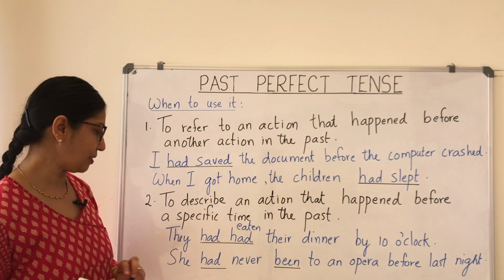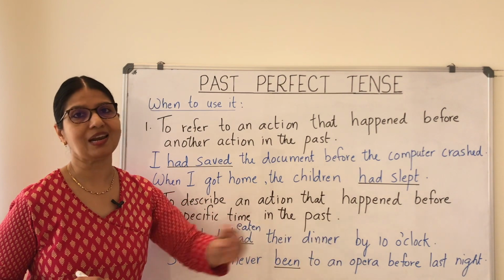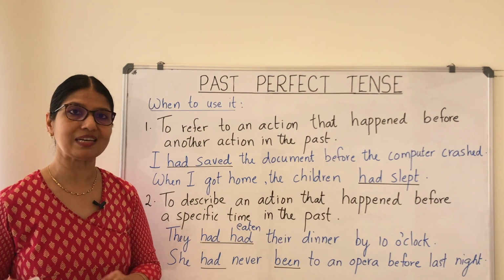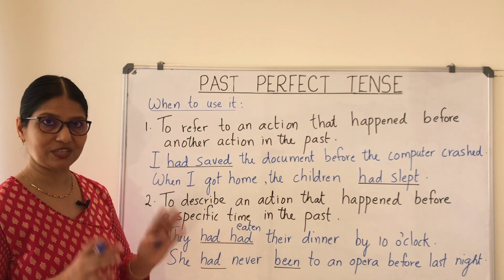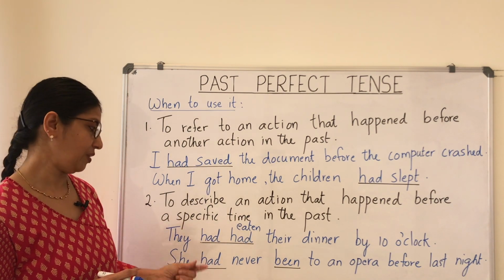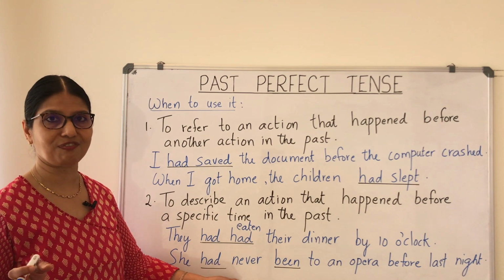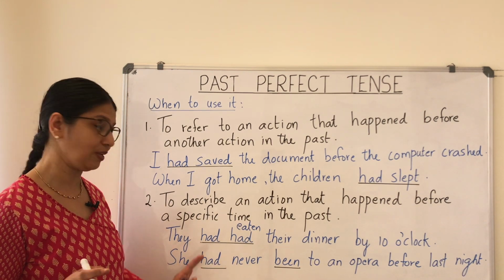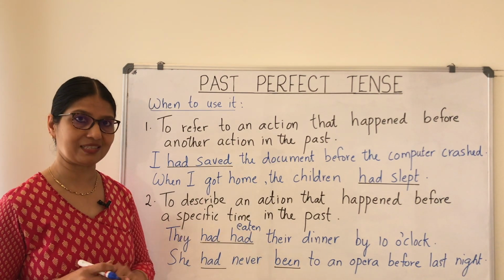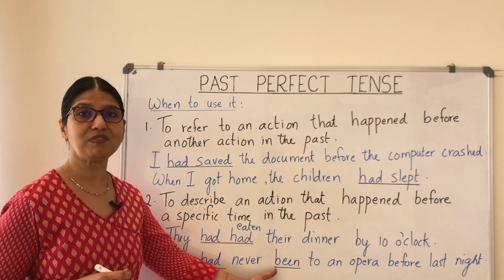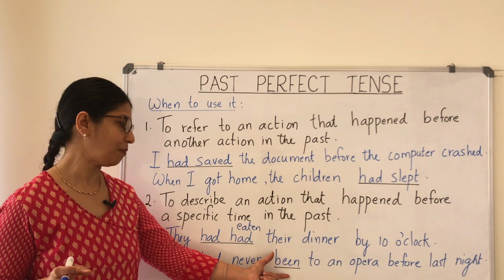And the next example is she had never been to an opera before last night. Again, before last night is a time phrase which shows that we are talking about a particular time in the past. So we have to use the past perfect tense, but I've used it in the negative form. Instead of using not, I used she had never been to an opera before last night. And here the verb I've used is be, so I used the past participle form, which is been.